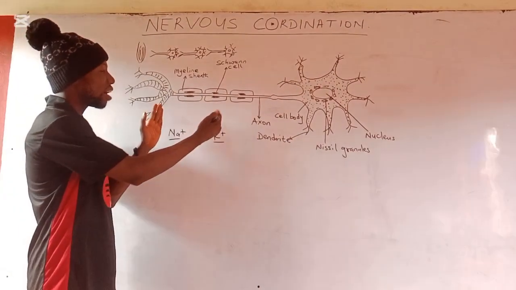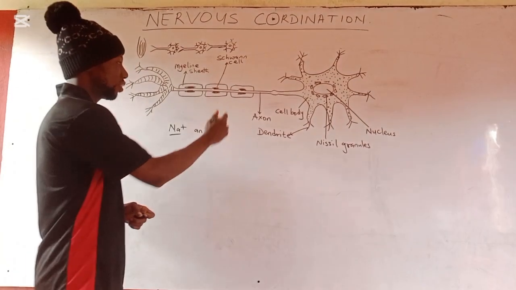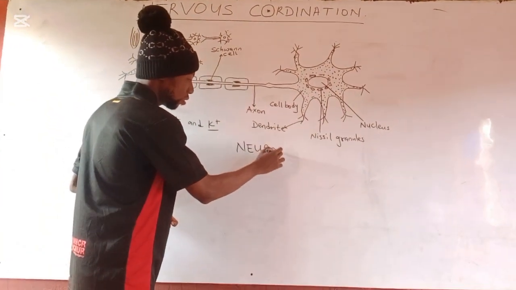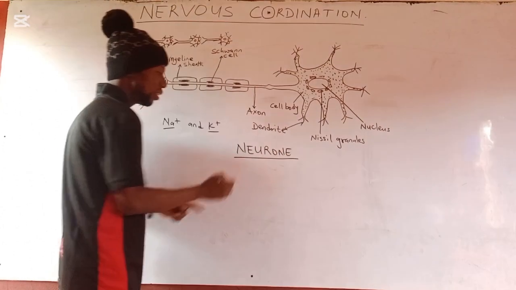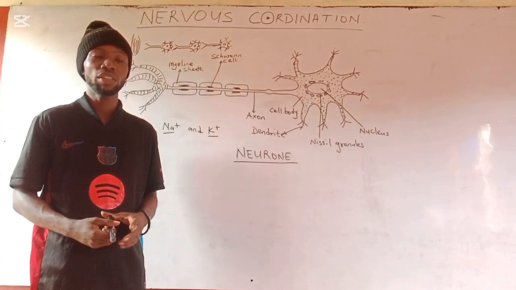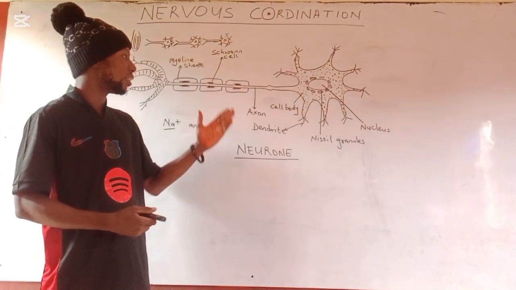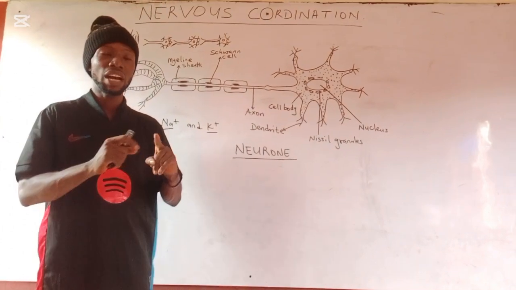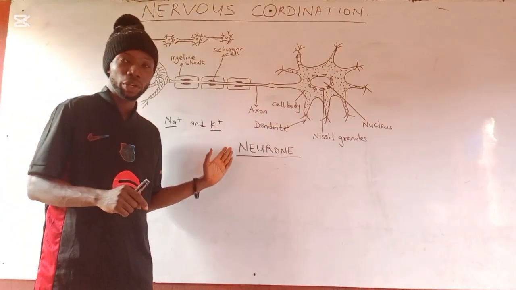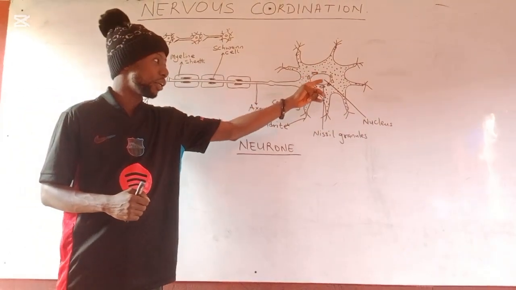Now, the diagram we have on the whiteboard is a typical diagram of a neuron. This is a neuron. The neuron here is the smallest or the functional unit of the nervous system. These are the cells that send information around the body using sodium ion and potassium ion. And as a cell, it must have nucleus.